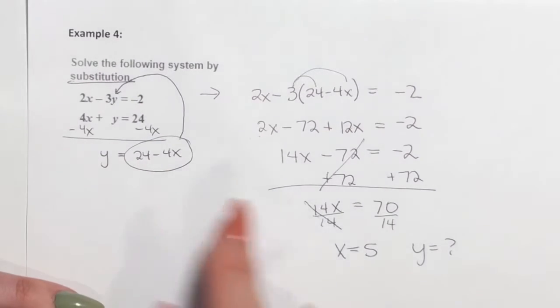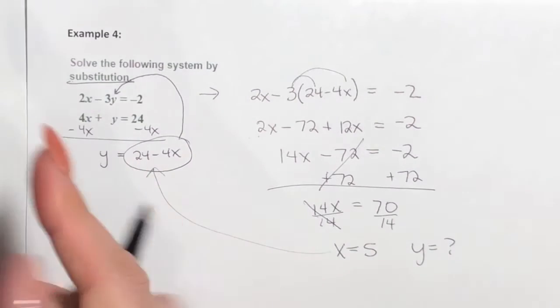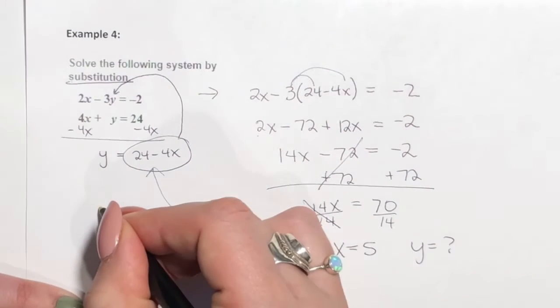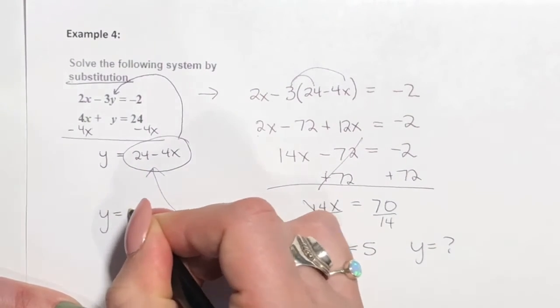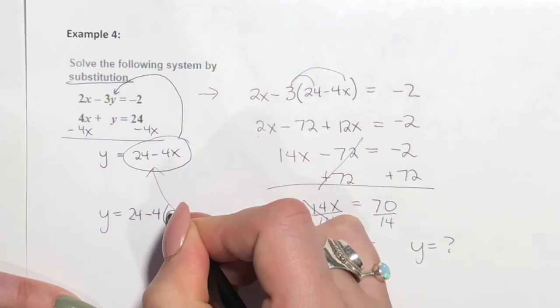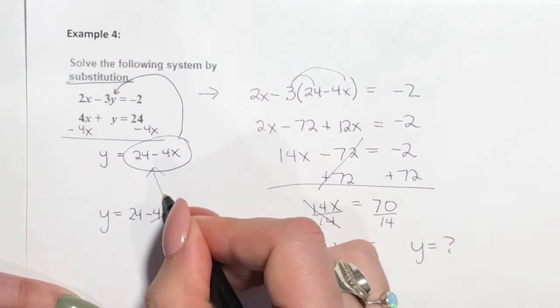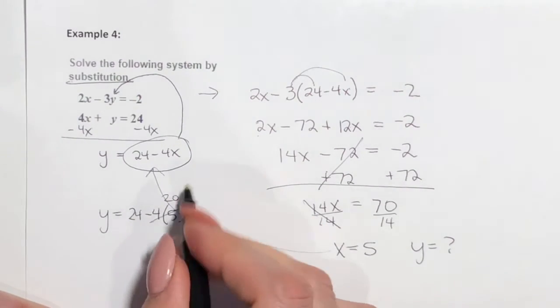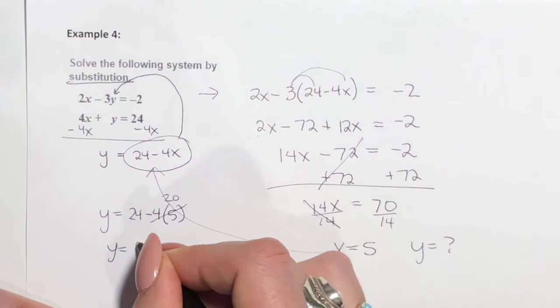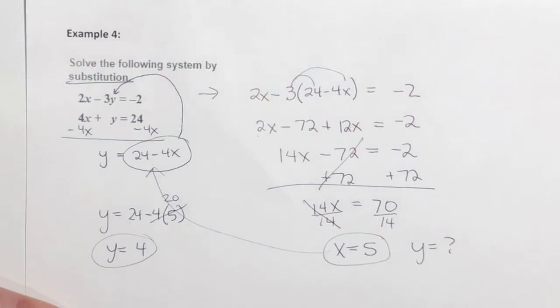So I usually think plugging it back into this one where you solved for y is usually the easiest one to do. So if I plug that in, I get y equals 24 minus 4, but instead of x, I'm going to plug in the 5 that we just solved for. So 4 times 5 is 20. 24 minus 20 is 4. So y equals 4. So we have x equals 5, y equals 4.